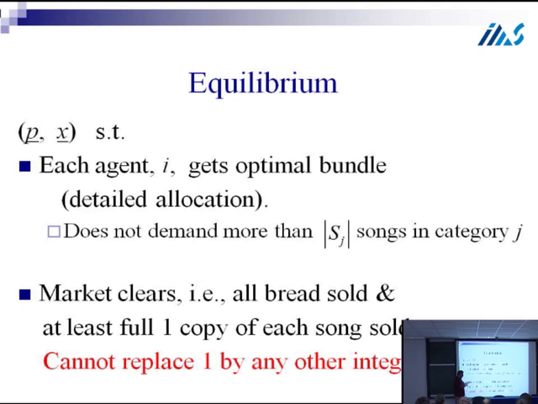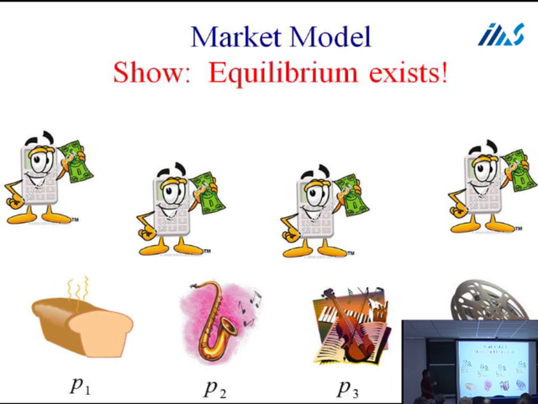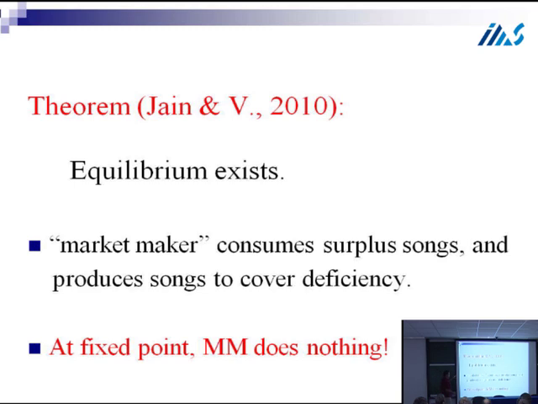And the reason is that after having sold 1 copy of each song, to be able to sell a 2nd copy of each song, you may lower the price, and thereby somebody may demand more than FJ songs, and you simply don't have equilibrium. So 1 is the natural and the only possibility here. And that's the market model, and equilibrium exists, and it takes a fair amount of work. It has to be done from scratch. It's not a reduction. And here we have to assume the notion of a market maker who consumes surplus songs and produces deficient songs. But at the fixed point, the market maker does nothing, so it's a fictitious entity that's just there for the proof.